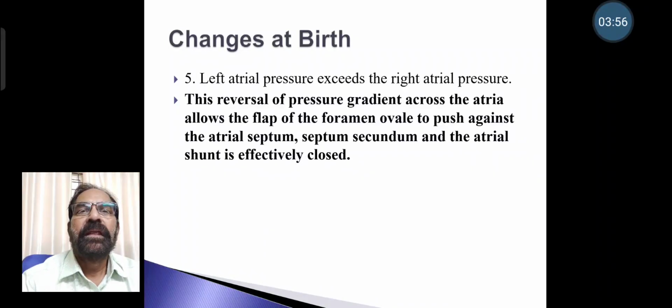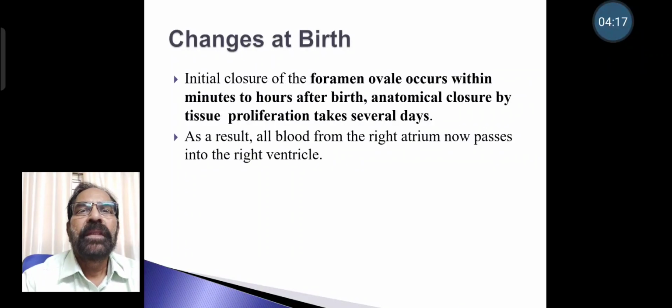Fifth one, the left atrial pressure exceeds the right atrial pressure. This reversal of pressure gradient across atria allows the flap of the foramen ovale to push against the atrial septum secundum, and the atrial shunt is effectively closed. Initial closure of the foramen ovale occurs within minutes to hours after birth. Anatomical closure by tissue proliferation takes several days. As a result, all blood from right atrium now passes into the right ventricle.